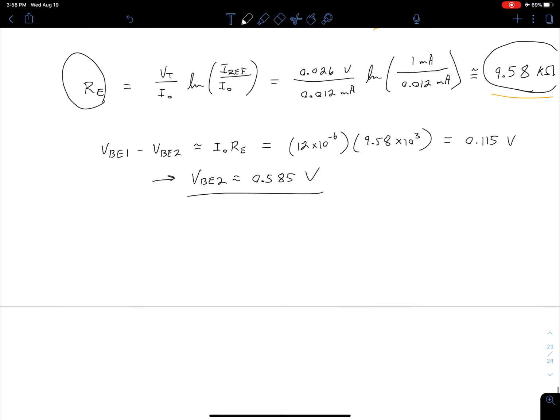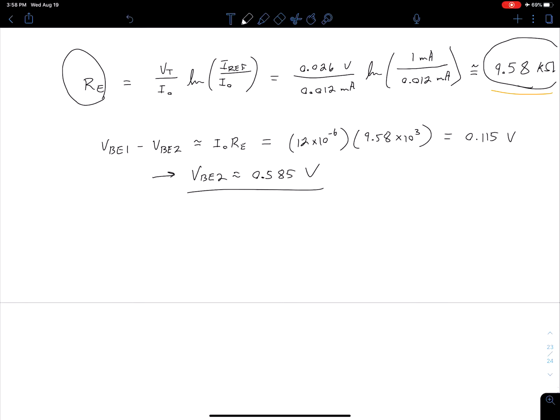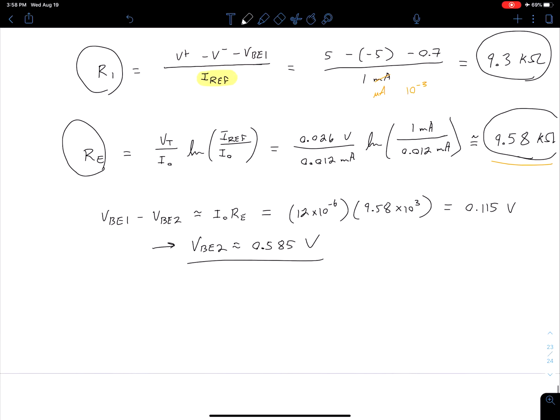And the reason I do that is I want you to notice that even a relatively small difference in these VBE values can result in large differences between Iref and our output current I naught. So just something to keep in mind. Okay, so that was what I would consider a relatively straightforward Widlar example.